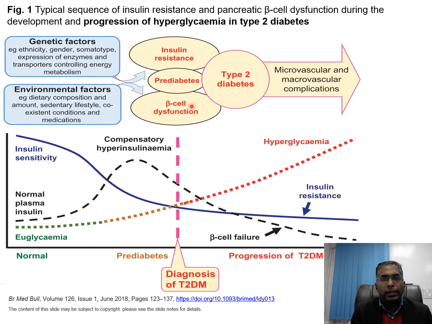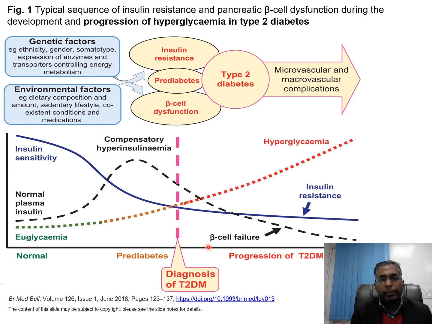development of prediabetes, and causing beta cell dysfunction, in which there is a stage of prediabetes, and euglycemia is gradually deranged. Plasma insulin levels are increased in order to compensate the hyperglycemia, and over the period of time sensitivity, under the effect of genetic and environmental factors, is decreased. Then if there is a gross beta cell dysfunction, we arrive at a diagnosis of type 2 diabetes.